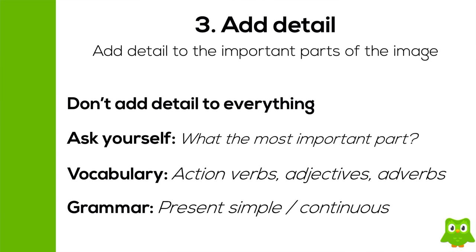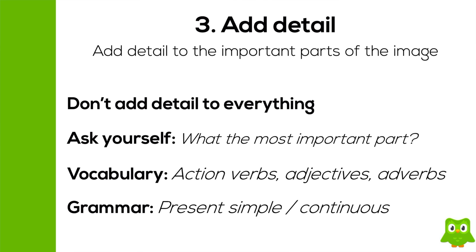And after you finish part two, then you can move on to part three, which is add detail. So here you add detail to the important parts of the image. Don't add detail to everything. So ask yourself, what is the most important part? Of course, in the image we've been describing, the two people are the most important parts. So we want to describe those two people.